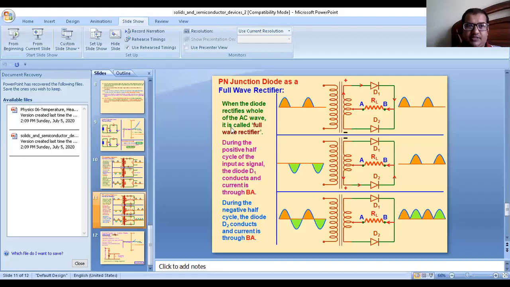Hello dear students, today we are going to talk about PN junction diode as a full wave rectifier. This topic we are going to read through a PowerPoint presentation, so I'm going to share it now. So let us have a look through the slideshow. Yes, here it is.